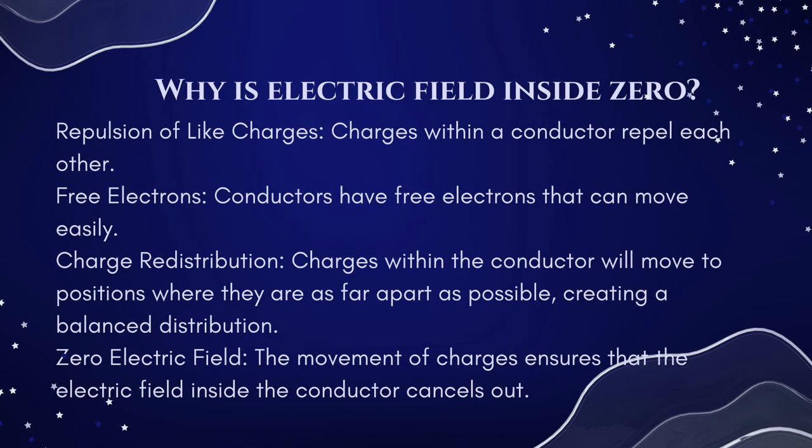Now, why is the electric field inside zero? Because of repulsion of like charges: charges within the conductor repel each other. We also have free electrons. Conductors have free electrons that can move easily. We also have the charge distribution. Charges within the conductor will move to positions where they are as far apart as possible, creating a balanced distribution, which causes the electric field inside to be zero. The movement of charges ensures that the electric fields inside the conductor cancel out, giving zero electric field.